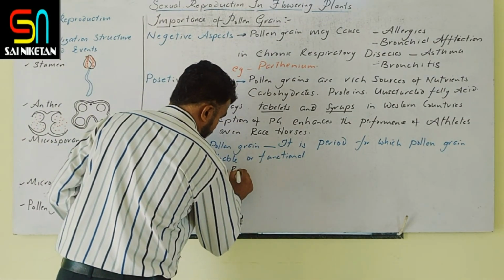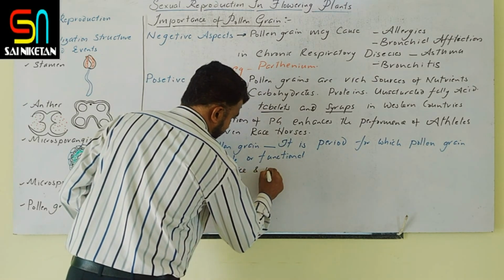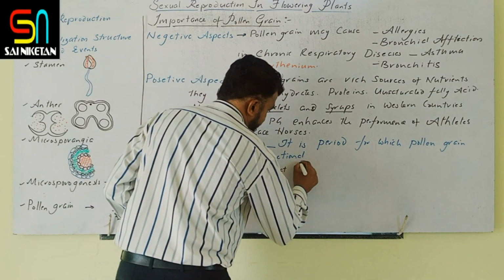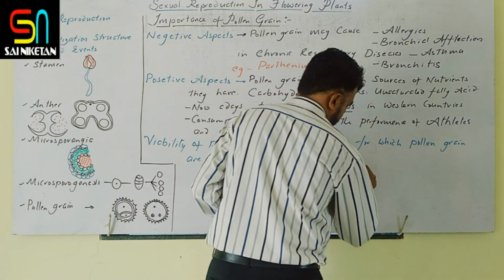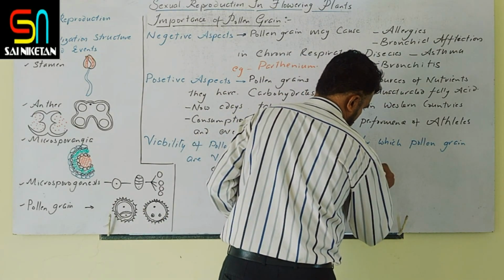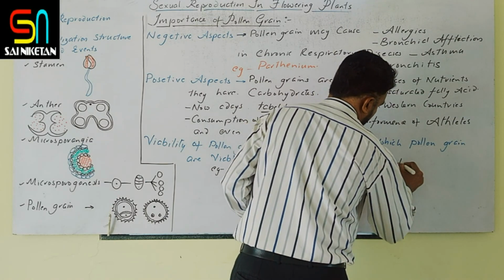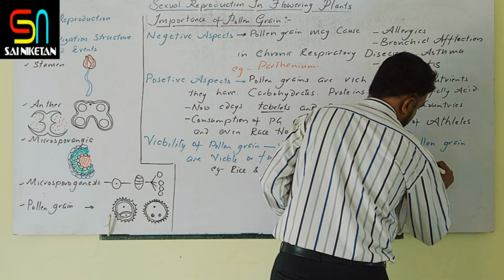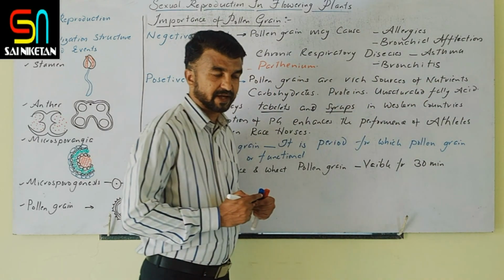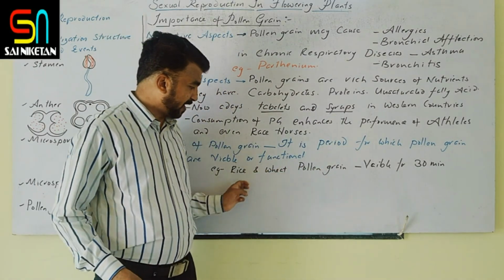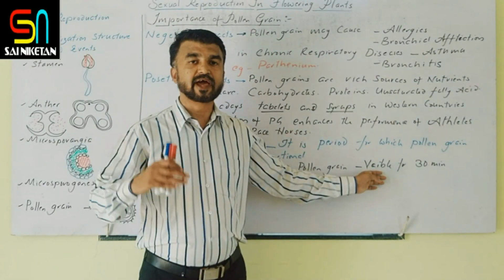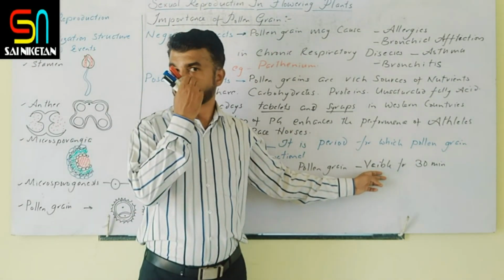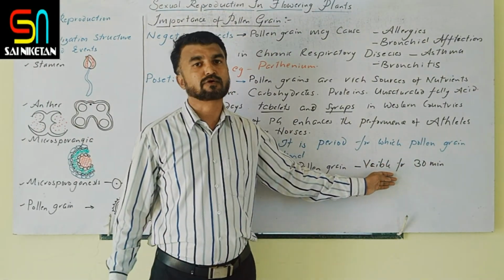Examples like rice and wheat: the pollen grains are viable for only 30 minutes. It means that when the pollen grains of rice or wheat are released from the anther, within 30 minutes they have to be deposited on the stigma. Otherwise, after 30 minutes they are not functional.